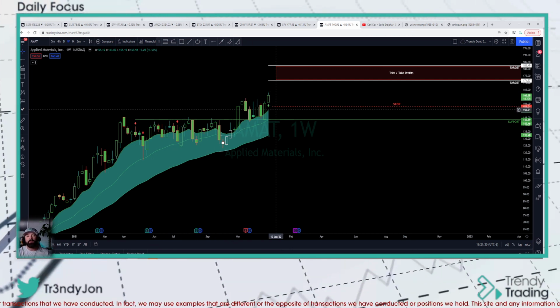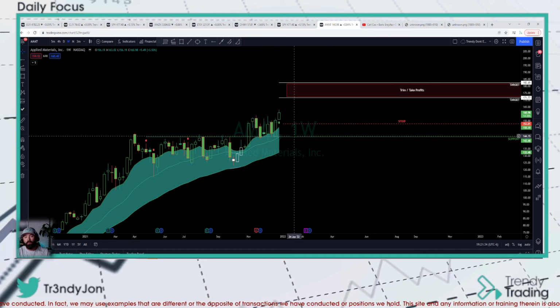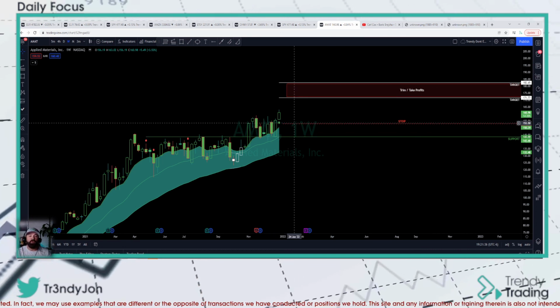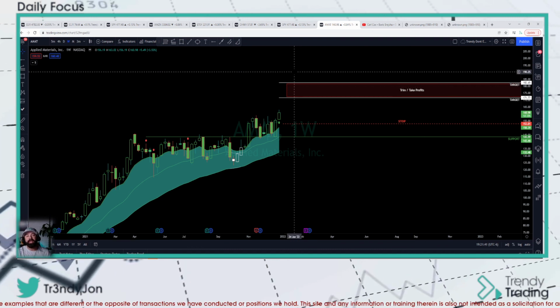Again, thank you so much. This is what my blueprint looks like from this point. Basically, I want this to hold. I want this stop to hold, and I'm looking for targets 171 by 182 on this name, AMAT.